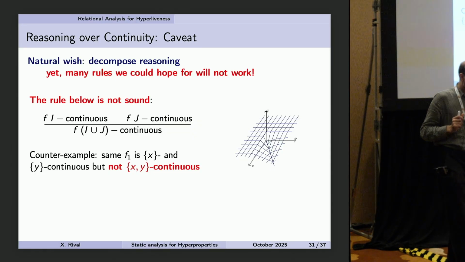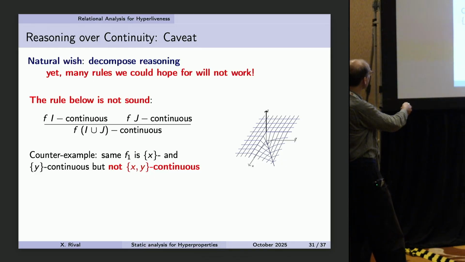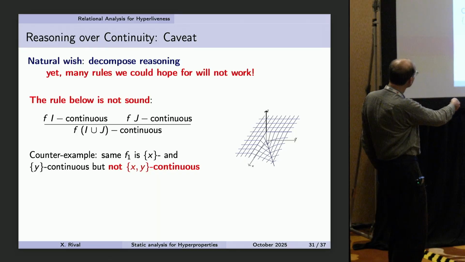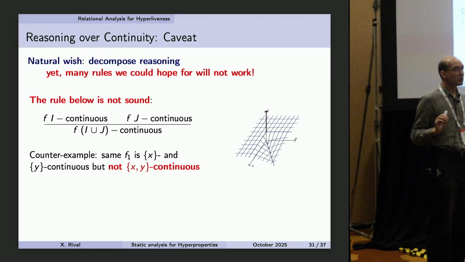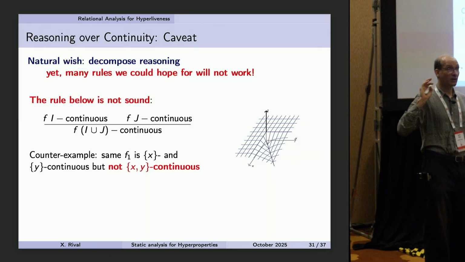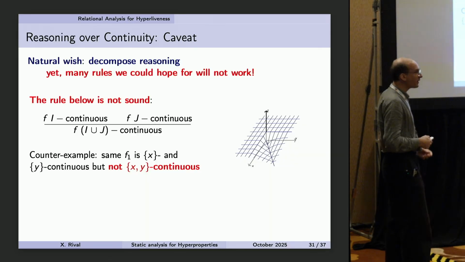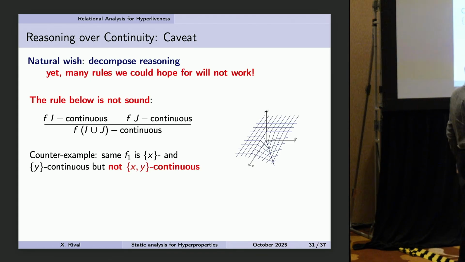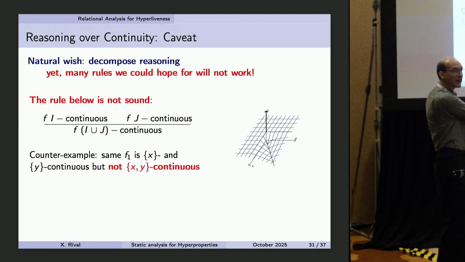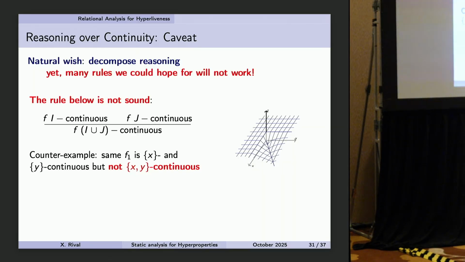So why is it useful? Well, it shows that things that we would like to do in static analysis, like maybe proving that the function is continuous with respect to i, and it's continuous with respect to j, so I would like to conclude it is continuous with respect to i union j, and that's not going to work. Because in this case, this function is continuous with respect to x, is continuous with respect to y, but it's not continuous with respect to xy because of this 0, 0 point. So that's one example of one issue that we are going to have if we want to reason over that problem.